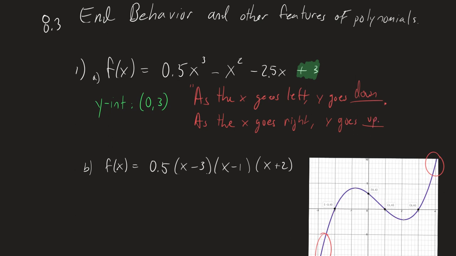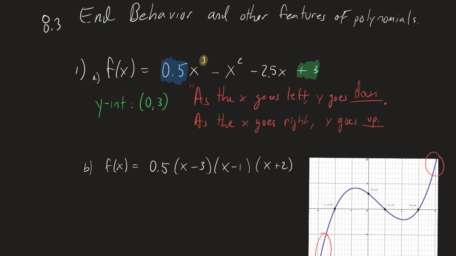So the idea here is to be able to do this without looking at the graph. And how we do that is by looking at two things about the polynomial. One of them is the degree, and the other one is the leading coefficient. The degree is the first thing you want to look at, and what we want to know about the degree is whether it's even or odd. And so 3 is odd.